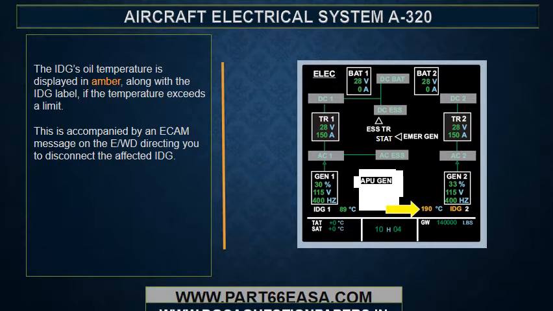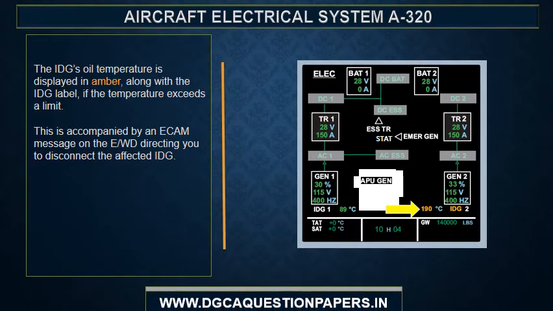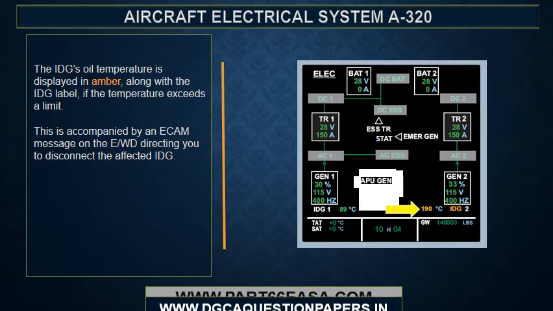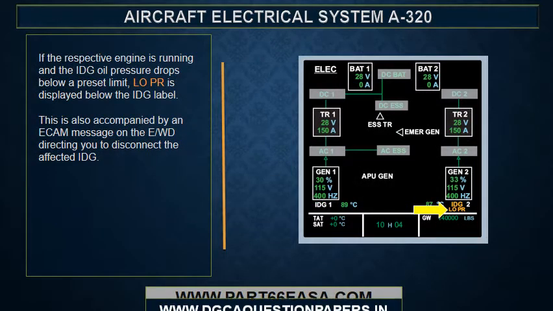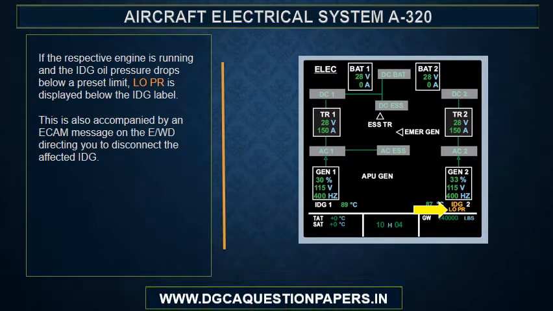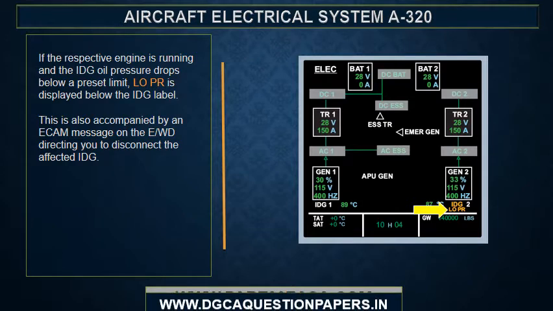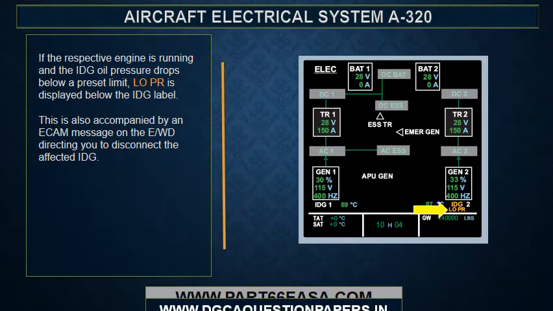The IDG's oil temperature is displayed in amber, along with the IDG label, if the temperature exceeds a limit. This is accompanied by an ECAM message on the EWD directing you to disconnect the affected IDG. If the respective engine is running and the IDG oil pressure drops below a preset limit, low pressure is displayed below the IDG label. This is also accompanied by an ECAM message on the EWD directing you to disconnect the affected IDG.